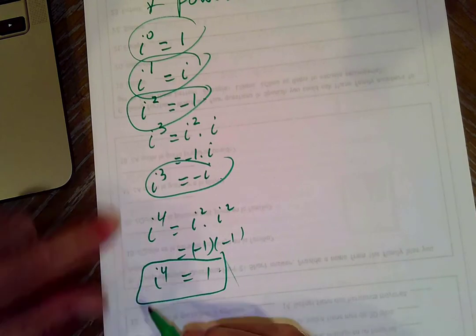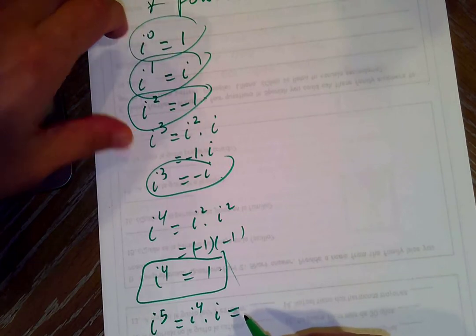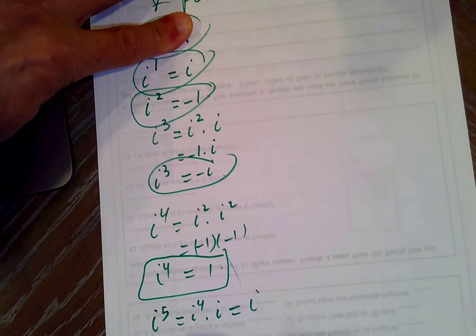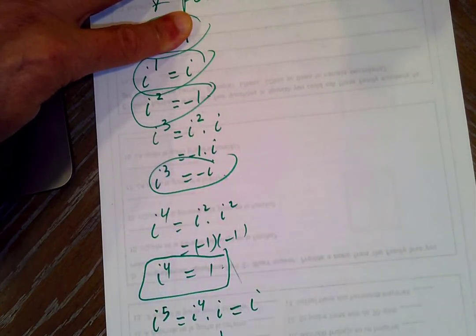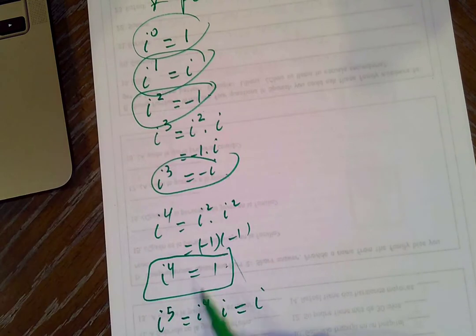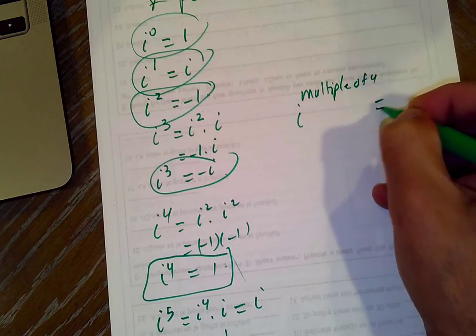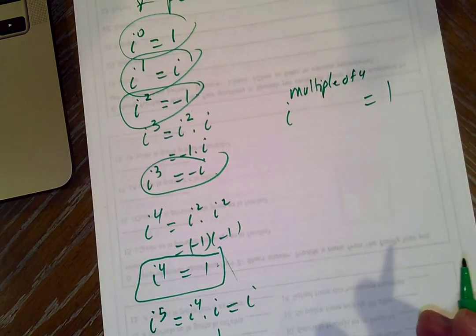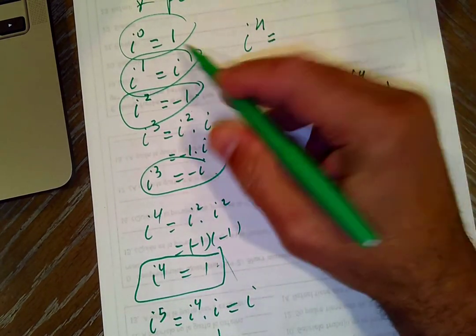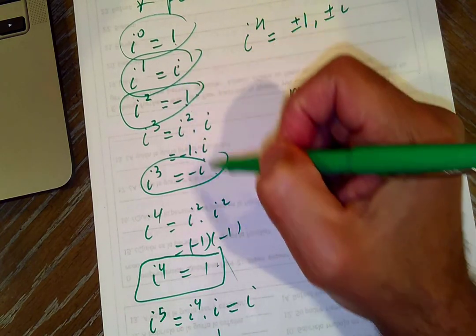Then i to the 5 is going to go back to i, because it's i to the 4 times i. Okay, i to the 6 is going to go back to i squared, which is -1. i to the 7 is -i, if you check that, and i to the 8 is 1. So we can see that every multiple of 4 in the power is going to give me a 1. So that makes things easy for me. And if I do i to any integer power, you're going to get either 1, i, -1, or -i. Nothing else.